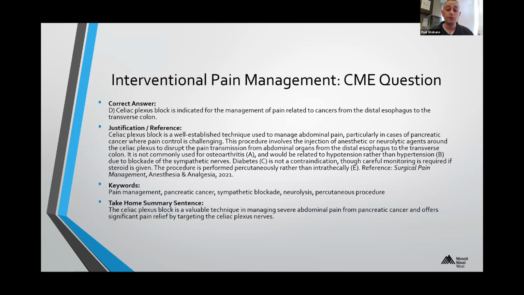The procedure is performed percutaneously rather than intrathecally, with care to avoid any intrathecal structures, as we are just lateral to those structures, to advance the needle just anterior to the aorta, anterior to the crura of the diaphragm, where the medication is injected around the plexus itself. So overall, celiac plexus block is a valuable technique in managing severe abdominal pain from pancreatic cancer and offers significant pain relief by targeting the celiac plexus nerves.